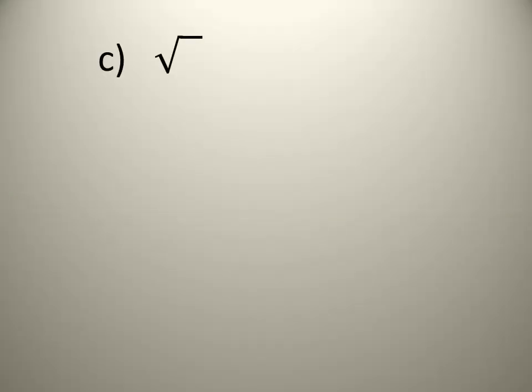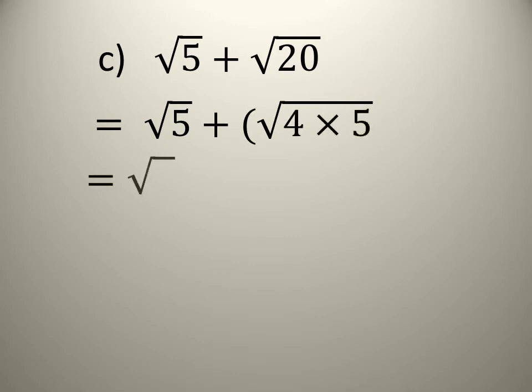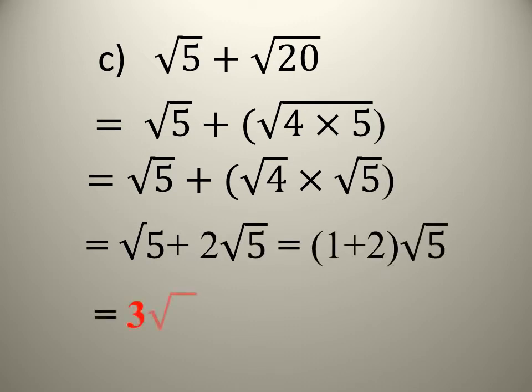c. Root 5 plus root 20. Here we make sure that the irrational parts are the same. Therefore, we are going to have the root of 5 plus the root of 4 times 5, which is equal to root 5 plus root 4 times root 5. This gives us root 5 plus 2 root 5, which is equal to 3 root 5.